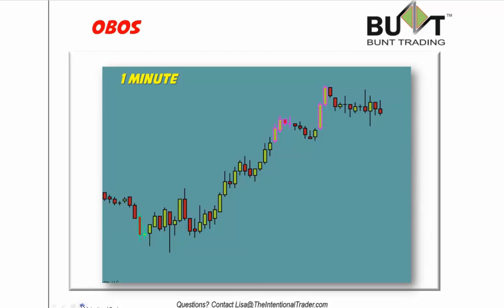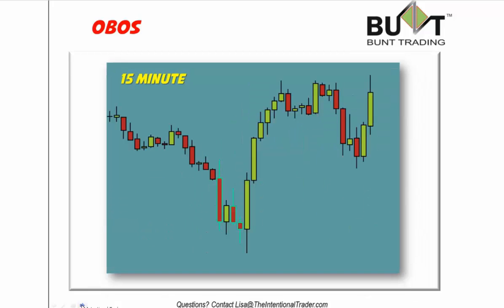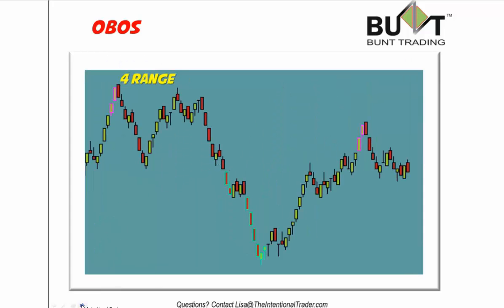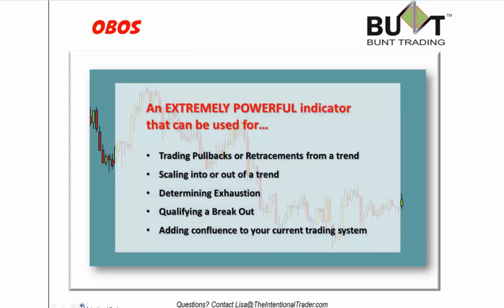You can use these on 1-minute charts, 5-minute charts, 15-minute charts, tick charts, range charts, and many other types of charts. This extremely powerful indicator can be used for trading pullbacks or retracements from a trend, scaling into or out of a trend, determining exhaustion, qualifying a breakout, or adding confluence to your current trading system.